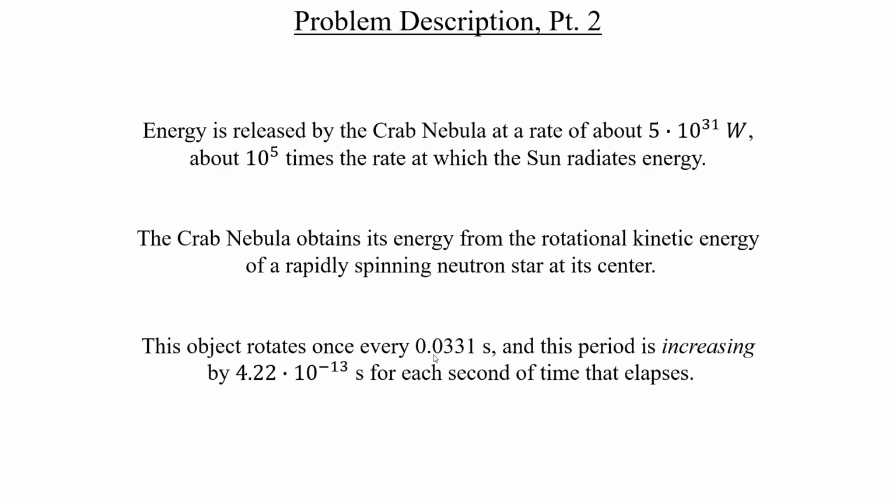Down below, we're provided with the neutron star's rotational period as well as its change in rotational period per second. So this implies that the rotation of this object is actually slowing down over time, since we're adding this tiny quantity of time to the period for each second that passes. Let's try and learn more about this object using some of our rotational concepts that we've covered in this chapter.